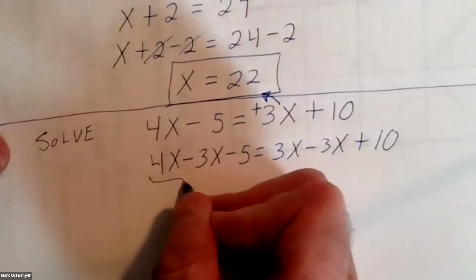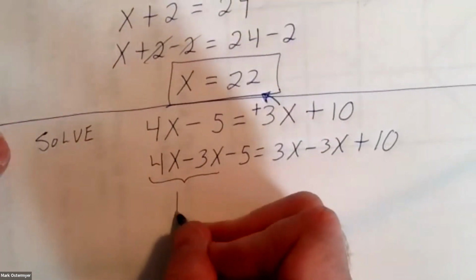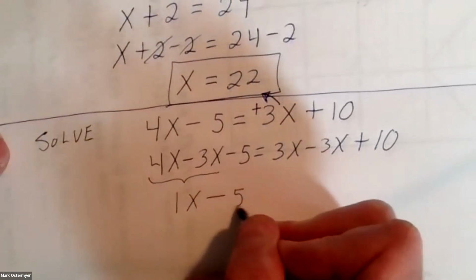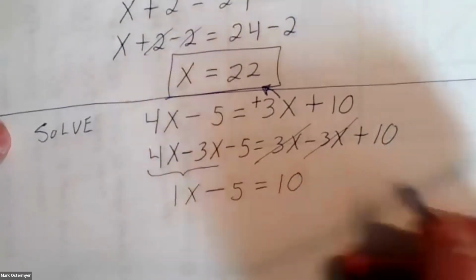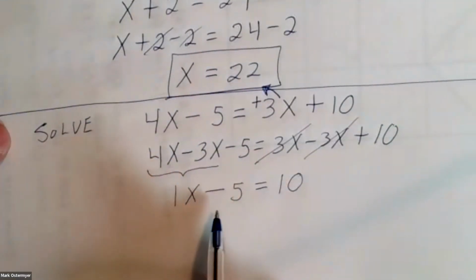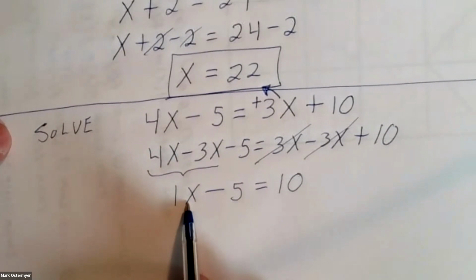Now, what's 4x minus 3x? Those combine to give you 1x. What happens to the 3x's on the right side? Those just cancel out. They're gone. And we're left with 10, a plus 10, or just 10. And we got our equation down to this now. Now things are looking better. We have x on the left side. All we've got to do now is get it all by itself on the left side.